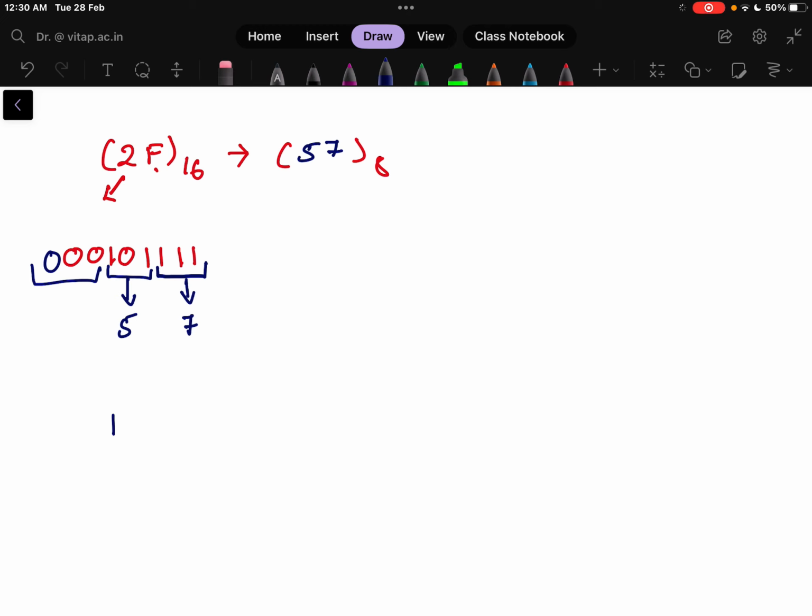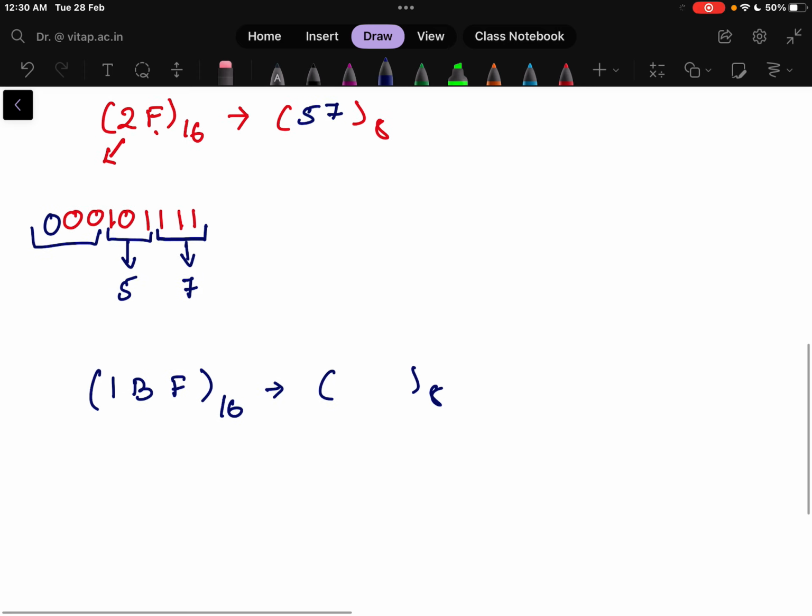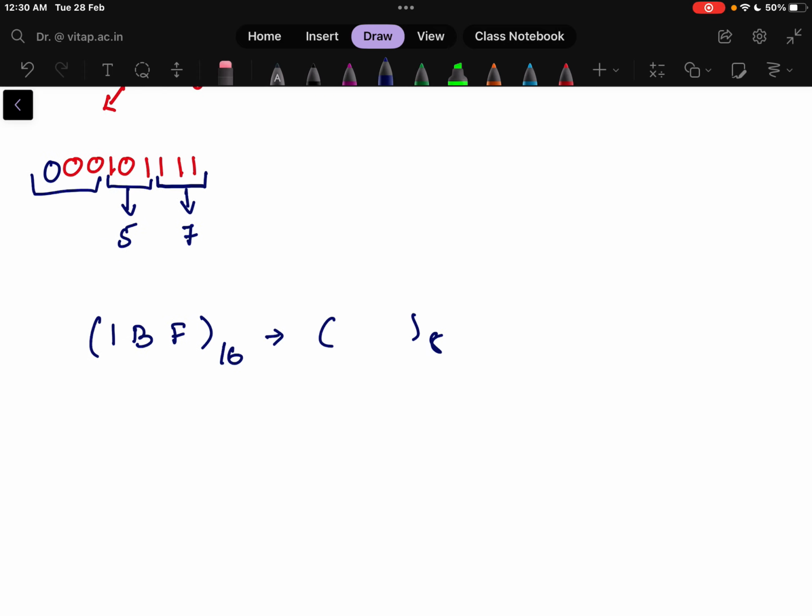So if I write 1BF in base 16, what is the equivalent in base 8? So how to do? First I have to write the binary equivalent of all the digits individually. So for 1, it is 0001. I have to represent it in 4 bits. So B means 11, and 11 means 1011. And what is F? F is 1111.